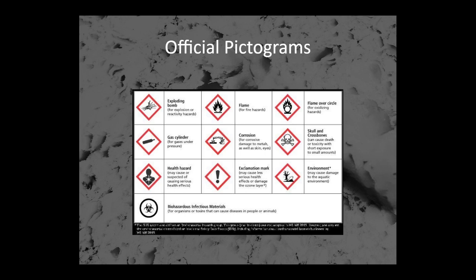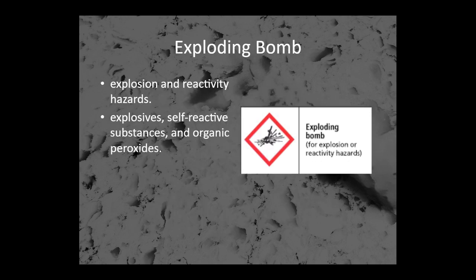Exploding bomb. The exploding bomb pictogram warns of explosion or reactivity hazards. This symbol is used for products that are chemically unstable, self-reactive, or may react violently with water, releasing flammable gases or causing an explosion. This category includes organic peroxides, which are both flammable and reactive.